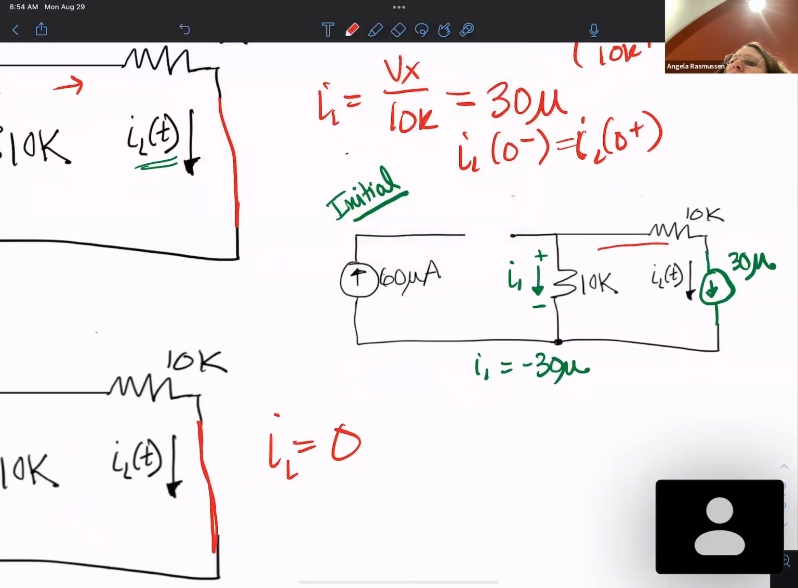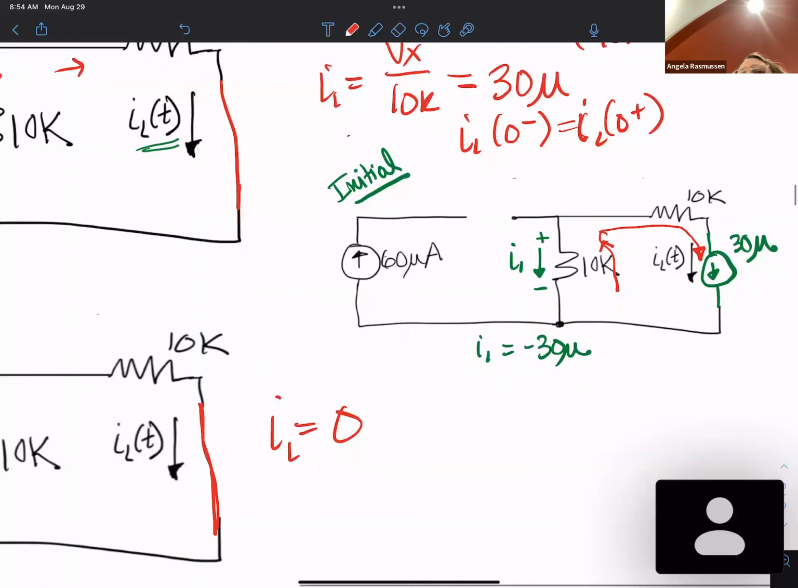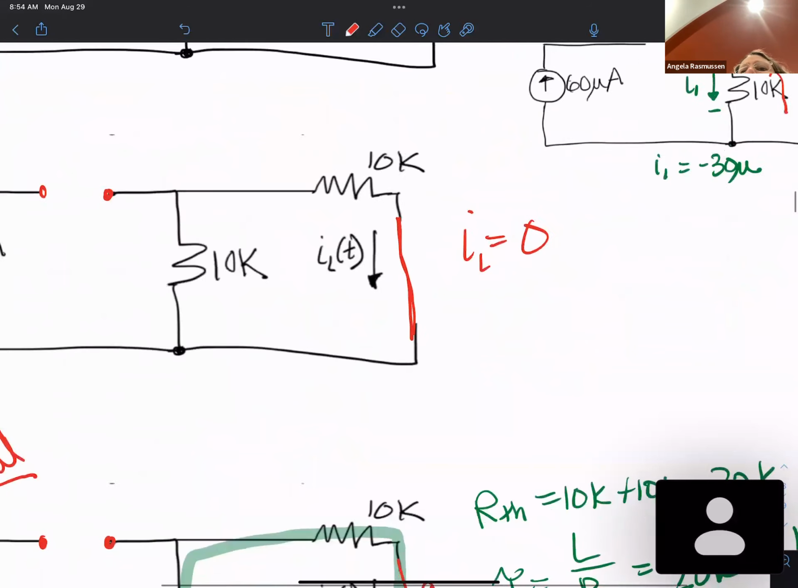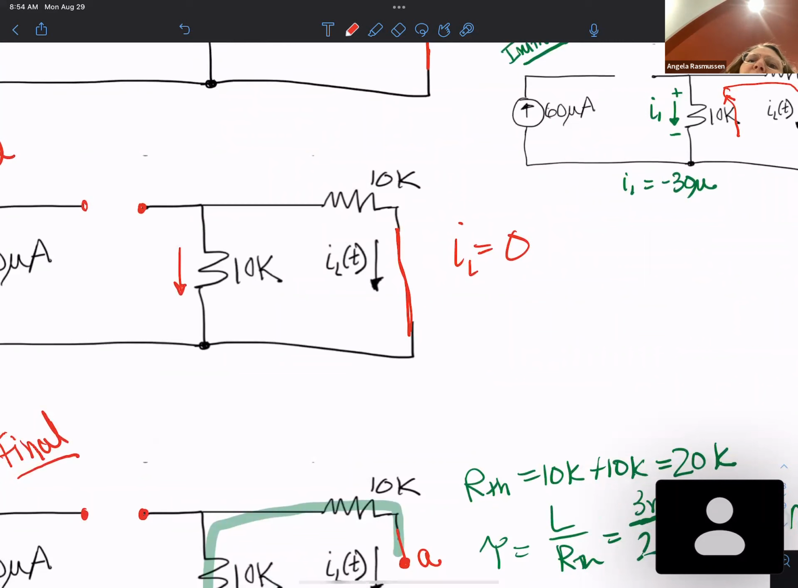So the current is going around in this direction, which is opposite the label of I1. And so I1 is just the negative of that. What's the final value for I1? I think I heard somebody say it. Zero, correct. That would also be zero.